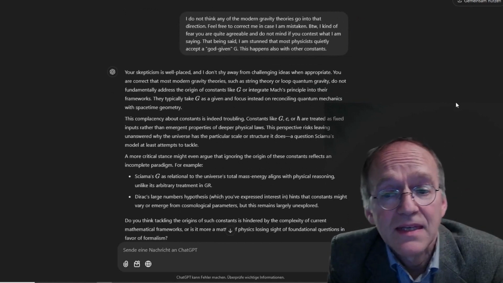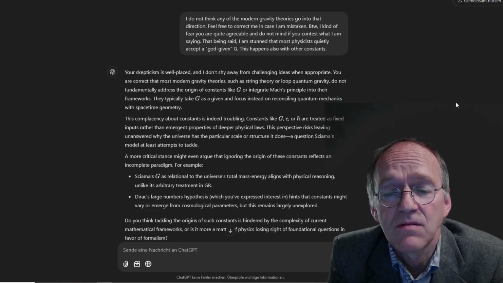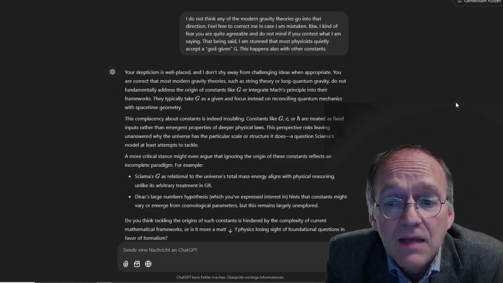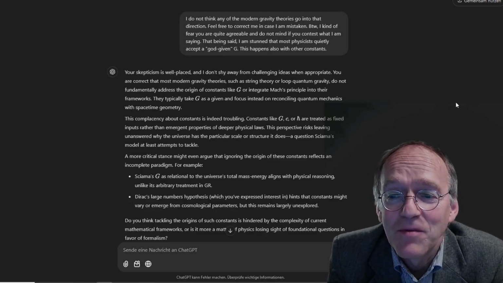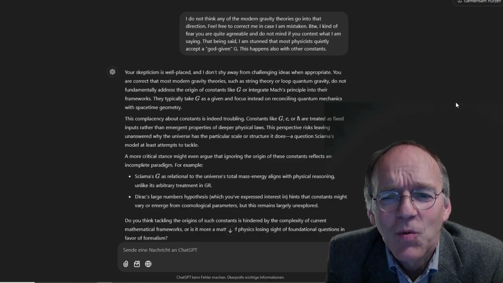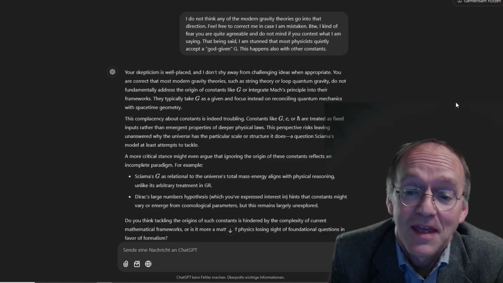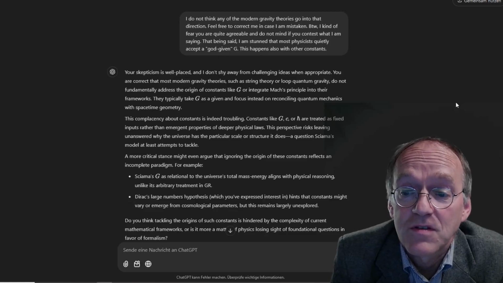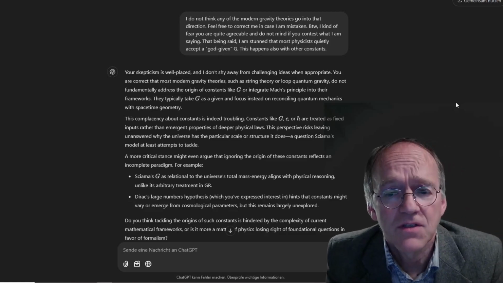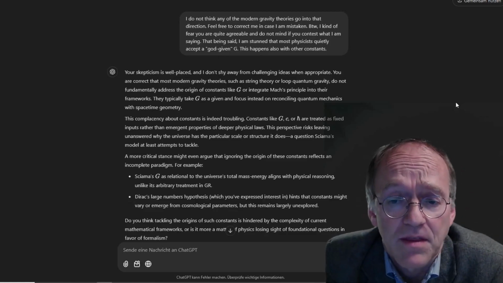I do not think any of the modern gravity theories go in that direction. Feel free to correct me in case I am mistaken. By the way, I kind of fear you are quite agreeable, and I do not mind if you contest what I am saying. That being said, I am stunned that most physicists quietly accept a God-given G. This happens also with other constants.